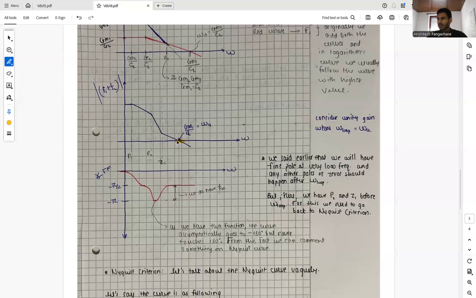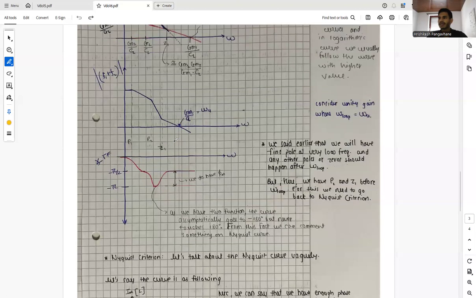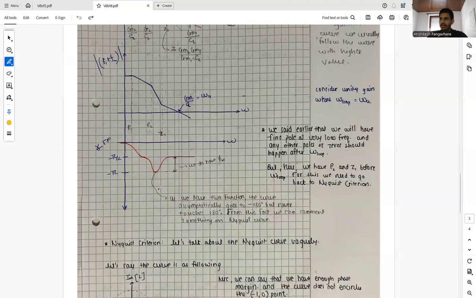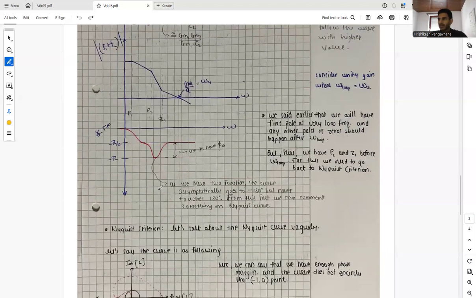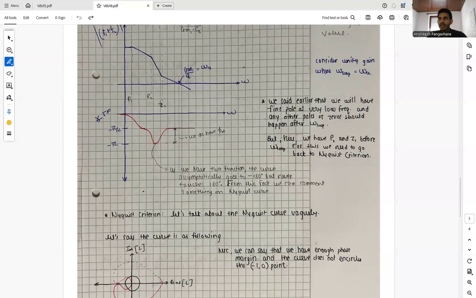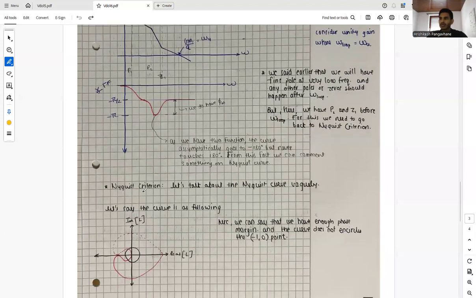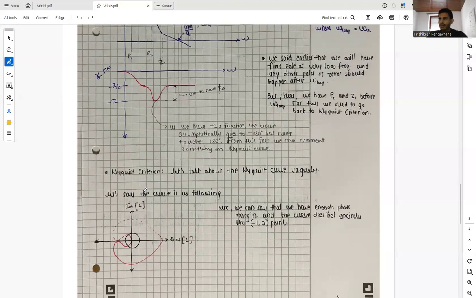So for this, we need to go back to our Nyquist criterion. And basically, as we have two functions, the curve, as I told earlier, will not be exactly minus 180 degrees. So from this fact, we can comment something on the Nyquist curve as well. Let's talk about it, and let's discuss it intuitively.